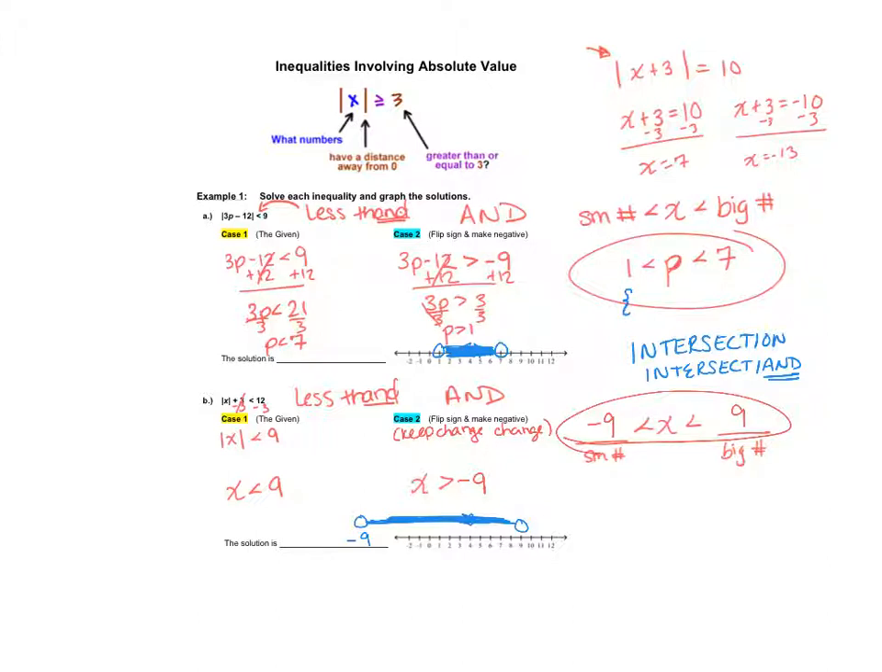So for all values of p such that, 1 is less than p, which is less than 7. And the same thing here. For all values of x such that negative 9 is less than x is less than 9.